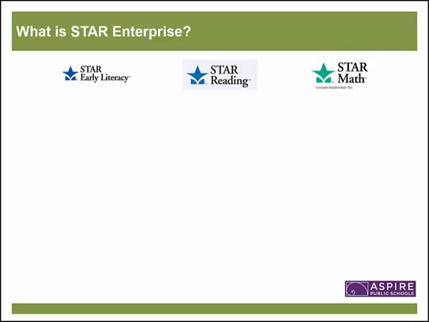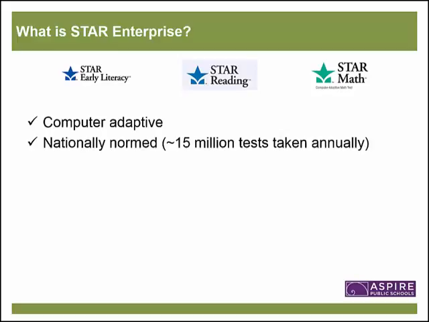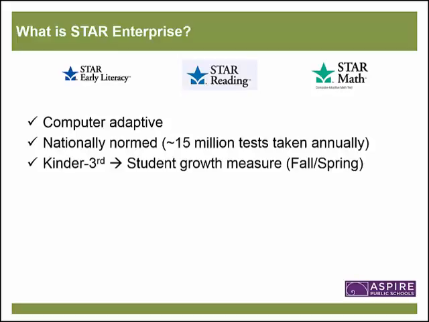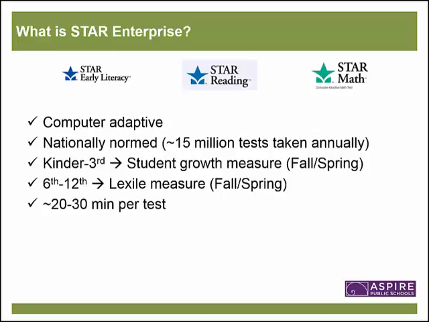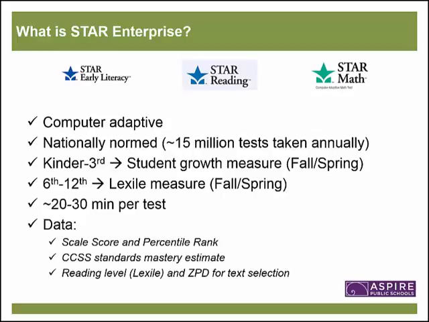STAR Enterprise is three separate assessments, STAR Early Literacy, STAR Reading, and STAR Math, that are used to measure student growth in K-3 over the course of the year. So they are computer adaptive, nationally normed with approximately 15 million tests taken annually around the country. They're for kinder through third students at Aspire, and they're used as a student growth measure from fall to spring. And in 6th through 12th, they're used as a Lexile measure to measure students' growth in reading, also in the fall and spring.